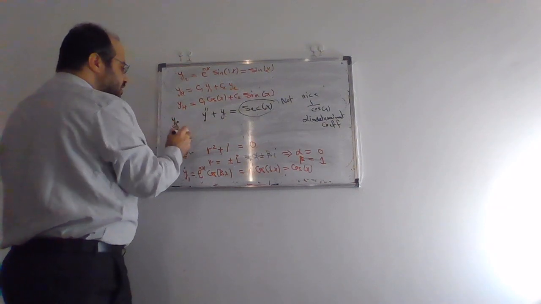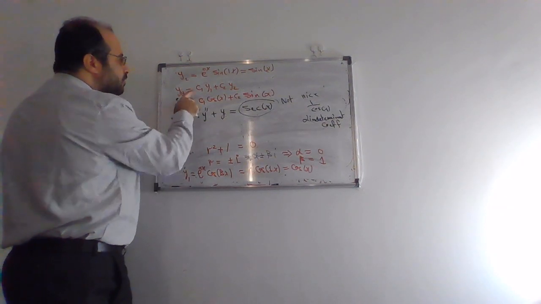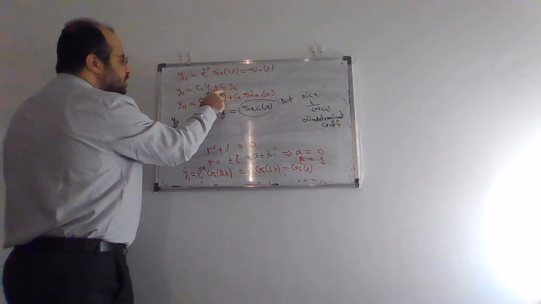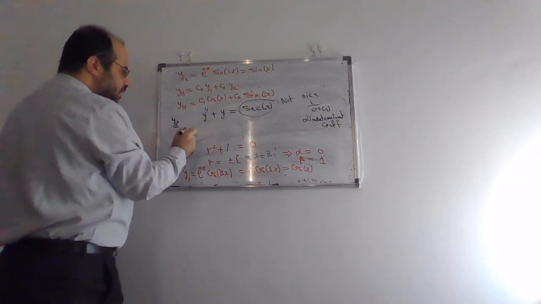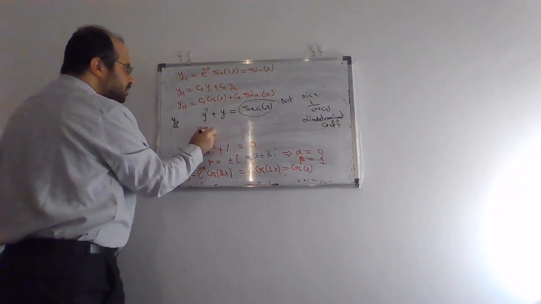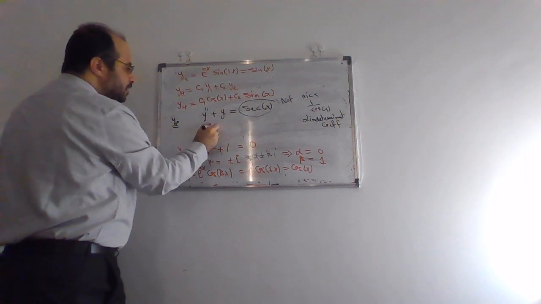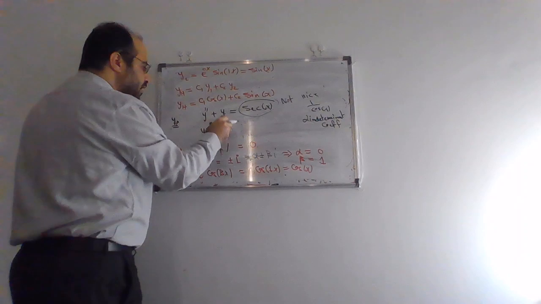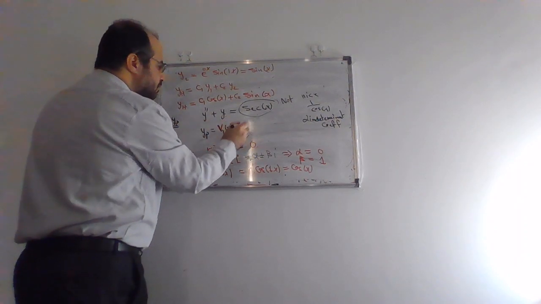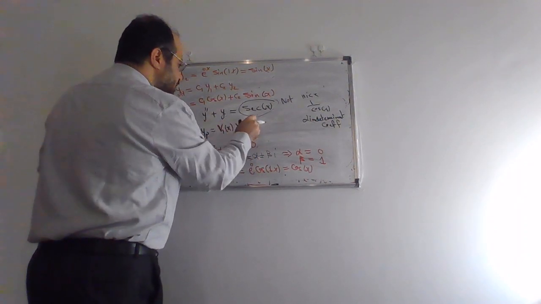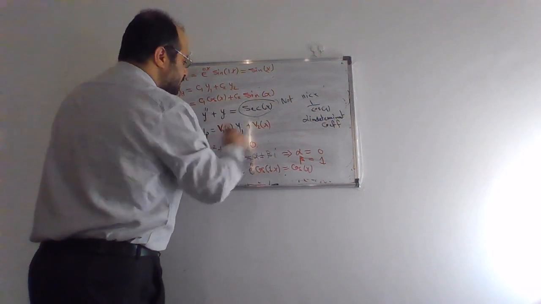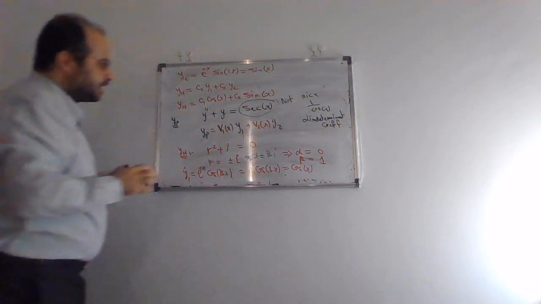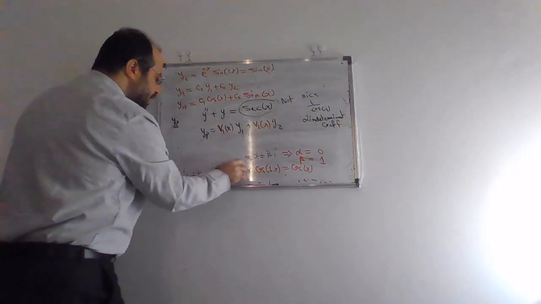Which method? It is the variation of constants. So you change C1 and C2 into V1 and V2. Then your y particular will be, let me write it like this, V1 of x times y1 plus V2 times y2. Now there is a formula for V1 and V2.